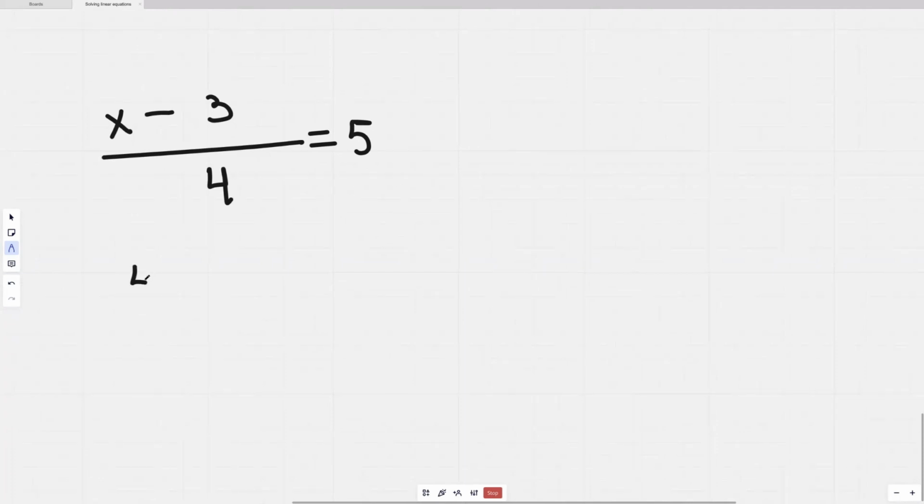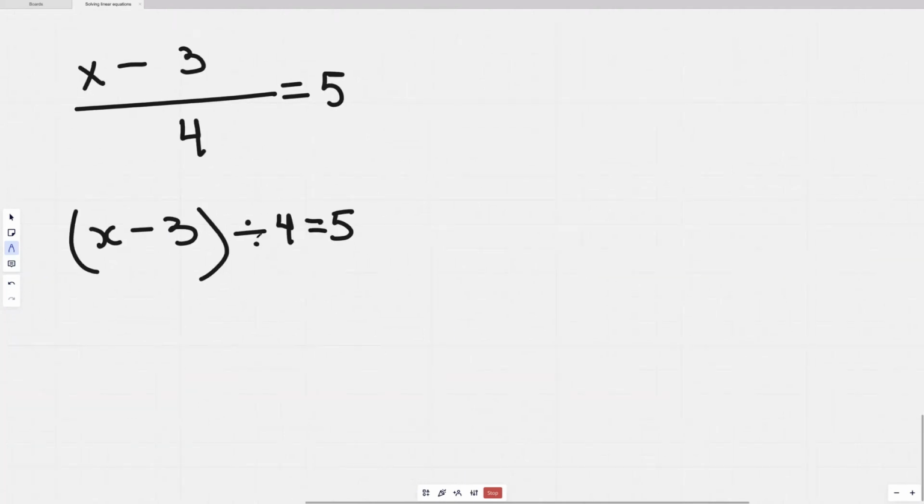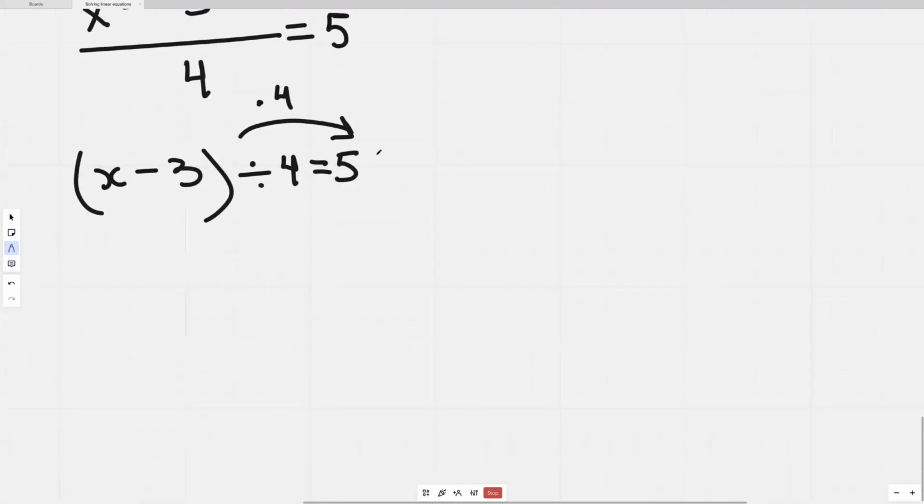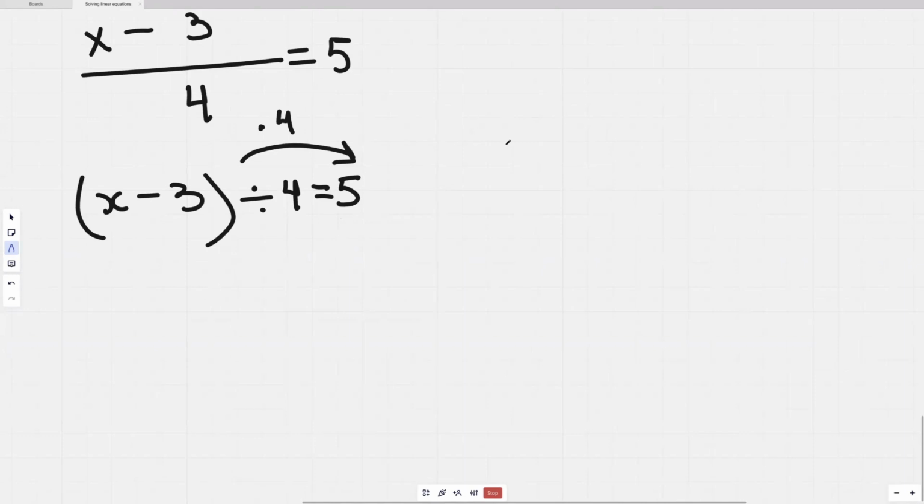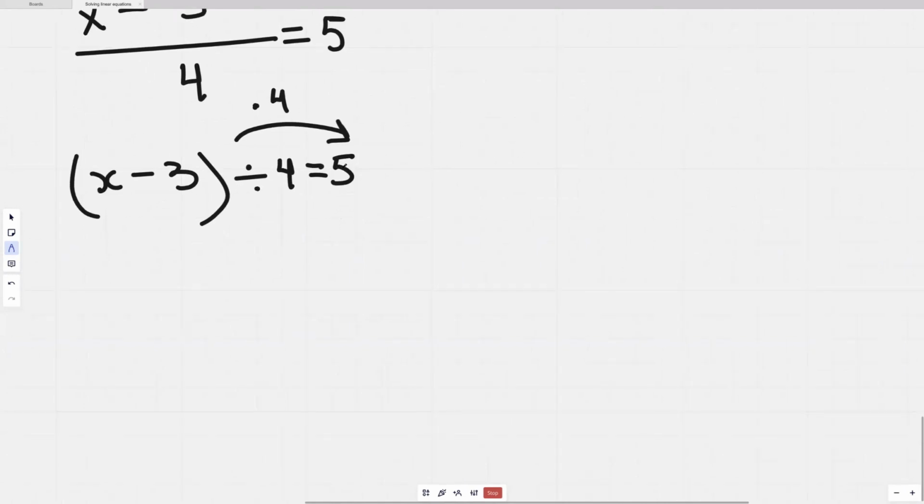As we know, x minus 3 divided by 4 is equal to 5, right? We can write it like this. Dividing will change to multiplying, so we multiply by 4 here as well, because dividing changes to multiplying when moving to the other side of the constants.